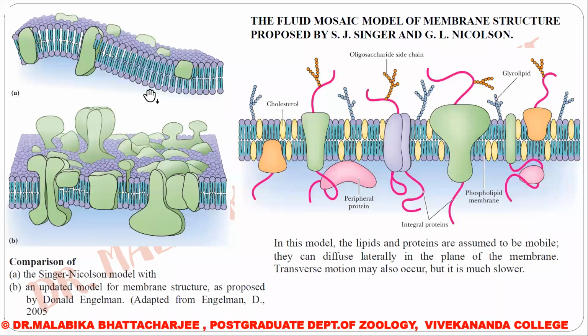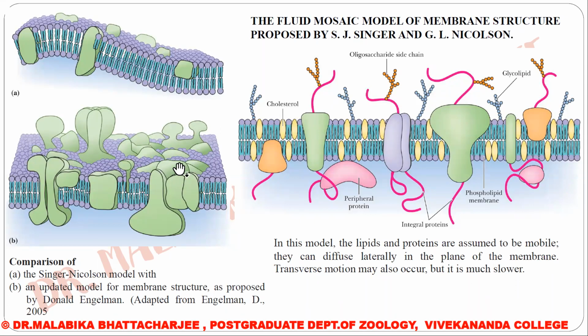Now, this is some more comparison. If you look into the Singer-Nicholson model, this is the Singer-Nicholson model, and this is a model that was proposed by Donald Engelmann in 2005. These two models are similar, but an additional feature, as you can see, is that in the plasma membrane, as we know today, certain proteins and certain lipid molecules form aggregates.